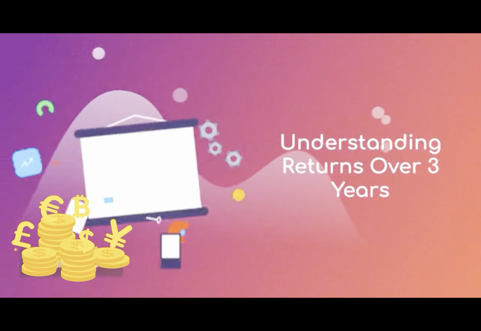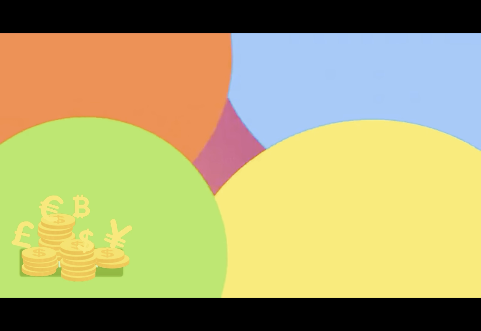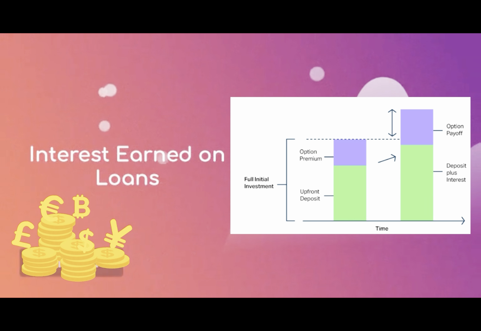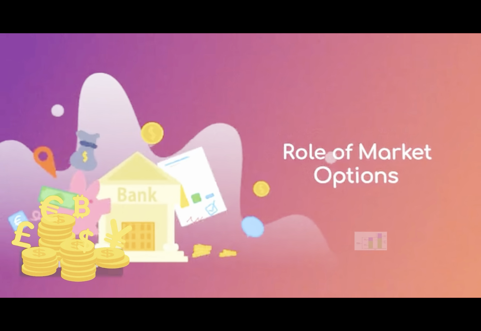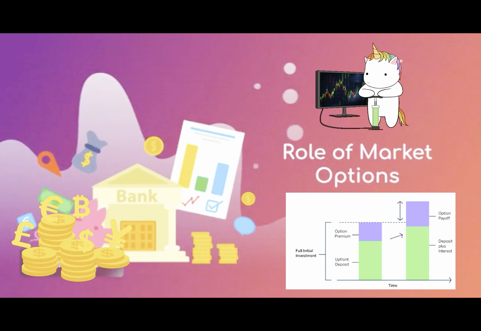Now let's understand how return will be generated if invested for 3 years. On the loan extended, the NBFC will earn interest at 8 to 9% per annum, whereas the loan of 80 will turn into 100 at the end of the third year. Now options play a role in delivering the required rate of return to investors.